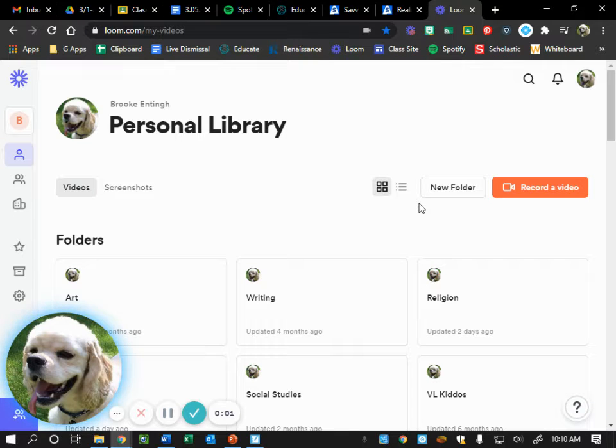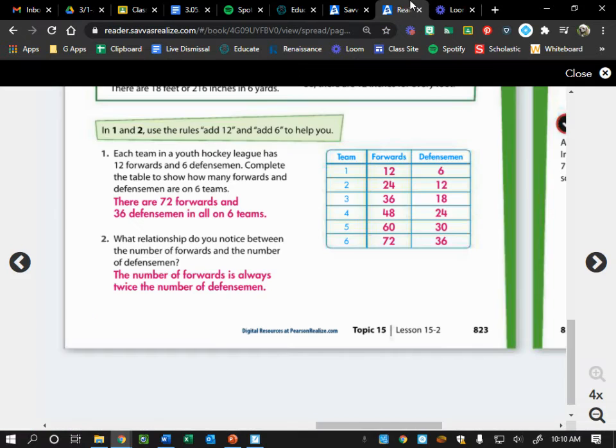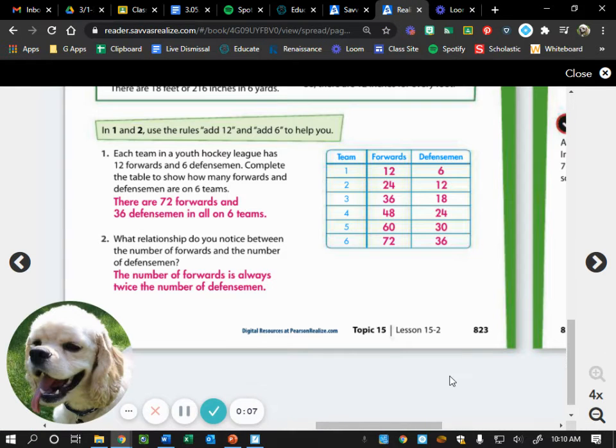All right, we open up to page 823 and 824 to correct last night's homework. Here is 823. We use this table off to the right for both number 1 and 2. For number 1, it said each team in a youth hockey league has 12 forwards and 6 defensemen. Complete the table to show how many forwards and defensemen are on 6 teams. For forwards, we would start with 12 and go up by 12 each row. For defensemen, we would start with 6 and go up by 6 each row.